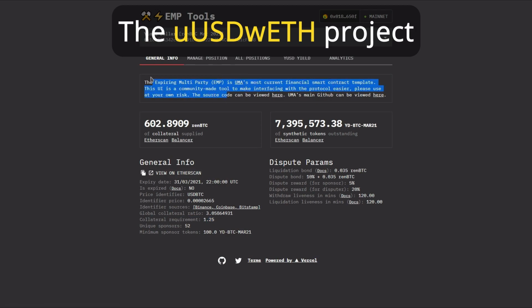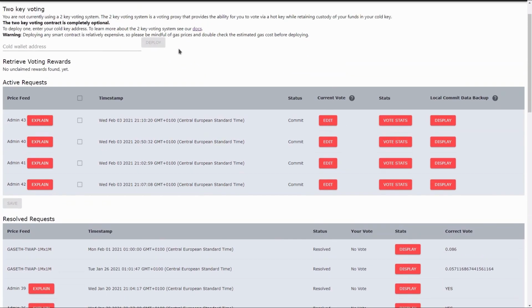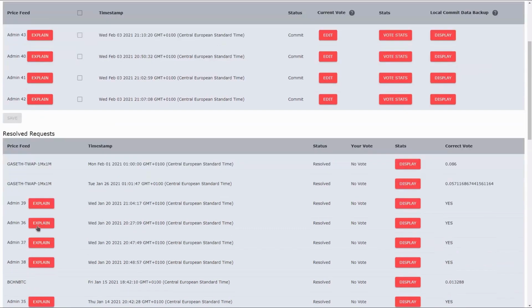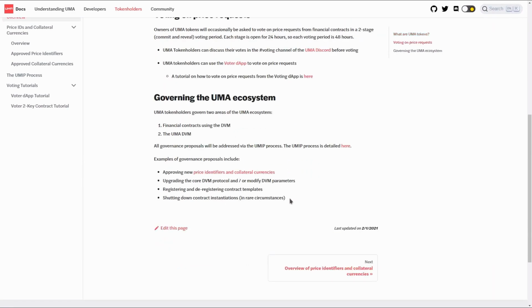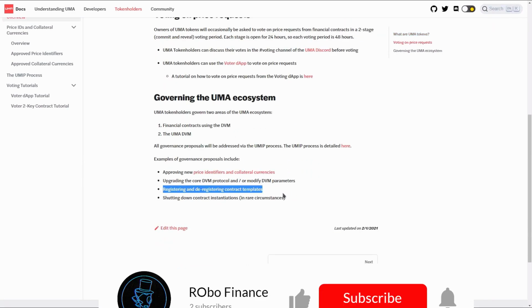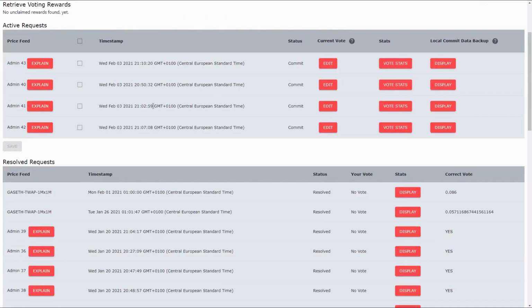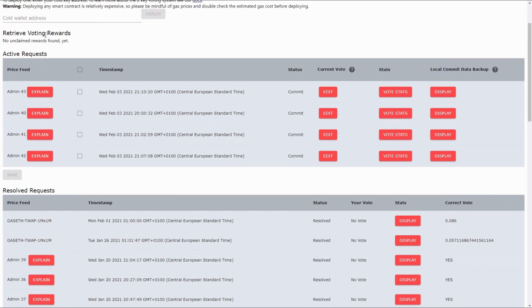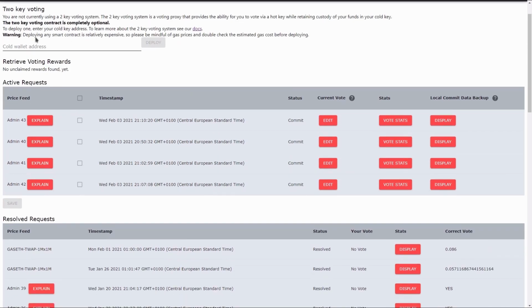With that being said, let's move on to the token. The UMA token is a governance token, so you can vote on proposals, such as voting on price feed disputes, approving new price identifiers and collateral currencies, upgrading the core DVM protocol, and/or modifying DVM parameters, registering and deregistering contract templates, and sometimes even shutting down contract instantiations. By partaking in this, you can earn UMA tokens. Another cool feature about the governance system is that users can also use their UMA tokens that they stored in cold wallets to vote on proposals, simply by pasting your cold wallet address and clicking deploy.